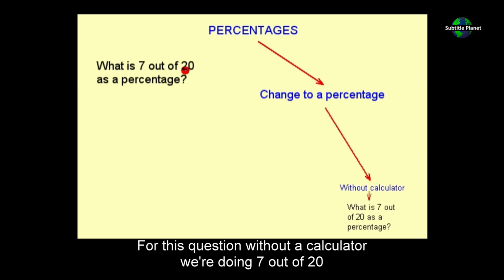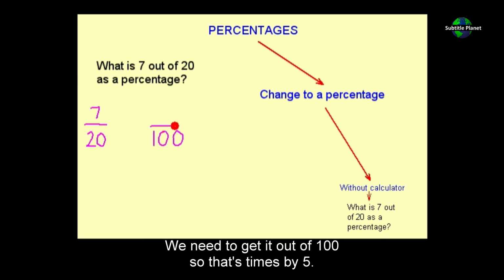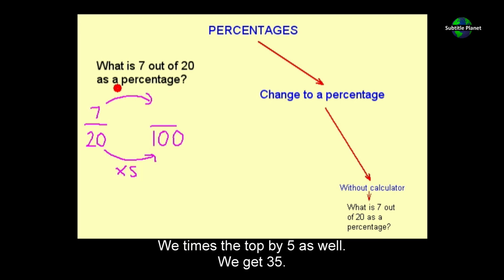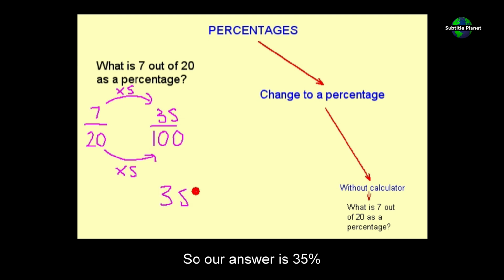For this question without a calculator, we're doing 7 out of 20. We need to get it out of 100. So that's times by 5. We times the top by 5 as well, and we get 35. So our answer is 35%.